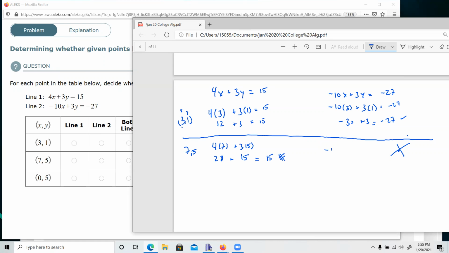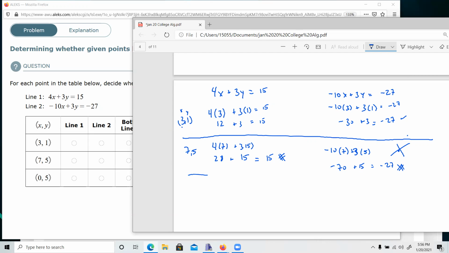So we have negative 10 times 7 plus 3 times 5. So it's negative 70 plus 15. Does that look like it's going to be negative 27? Right, so you're $70 in debt, and you pay back 15 of them. Are you almost done? No, no, you got a long way to go. So not true for either one.